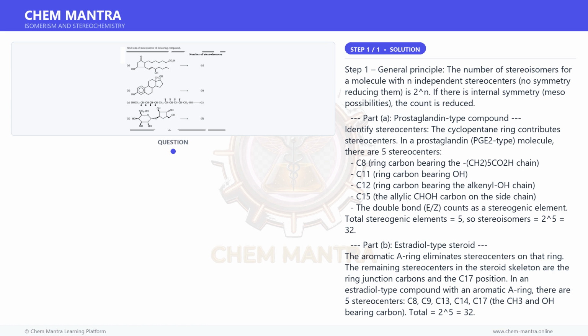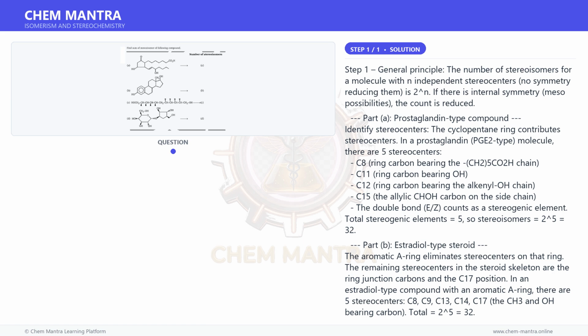The aromatic A ring eliminates stereocenters on that ring. The remaining stereocenters in the steroid skeleton are the ring junction carbons and the C17 position. In an estradiol type compound with an aromatic A ring, there are 5 stereocenters, C8, C9, C13, C14, C17, the CH3 and OH bearing carbon. Total is equal to 2 to the 5, which is 32.